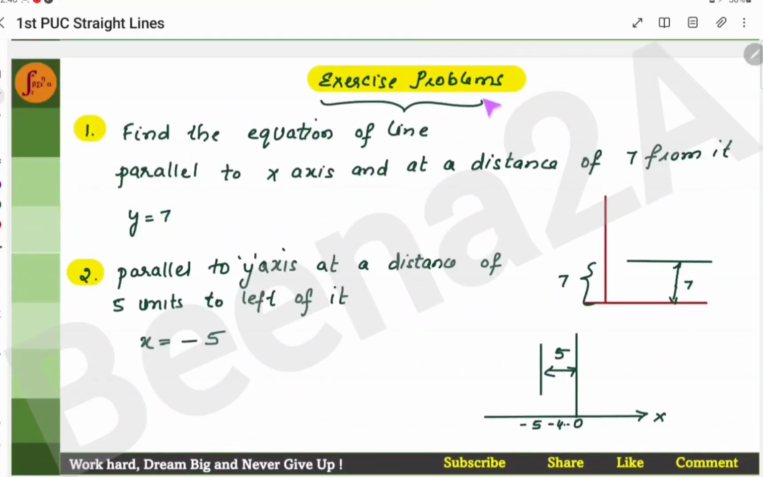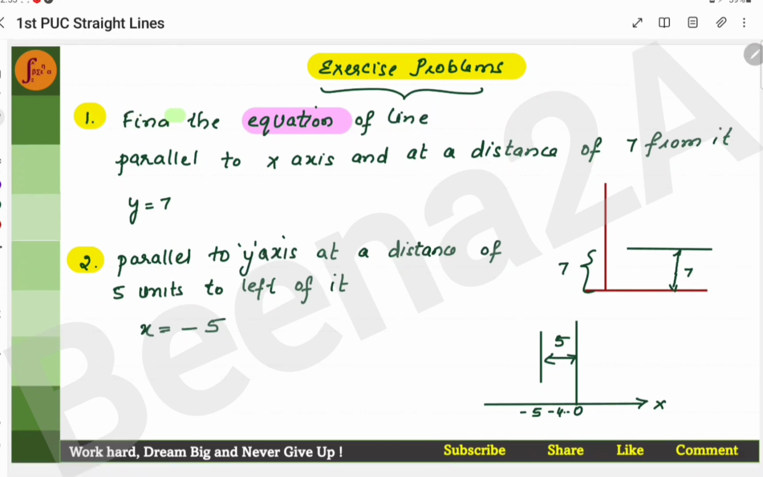Now we look at problems related to the equation of a line, right? All this while we saw problems related to finding the slope of a line. Now we will look at problems related to the equation of a line. So let's look at the simplest problem. Find the equation of a line parallel to the x-axis and at a distance of 7 from it.